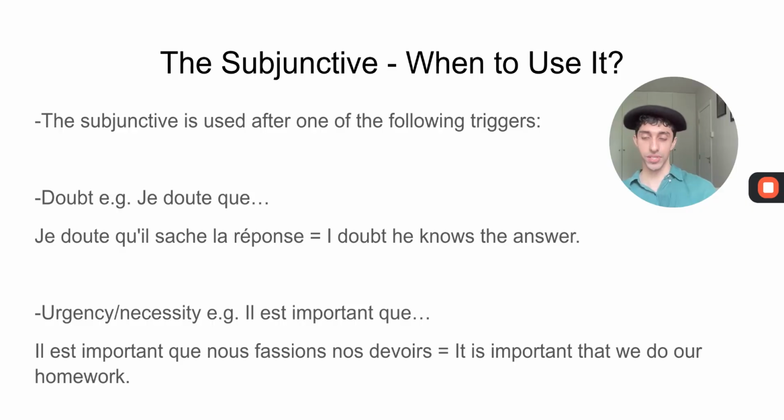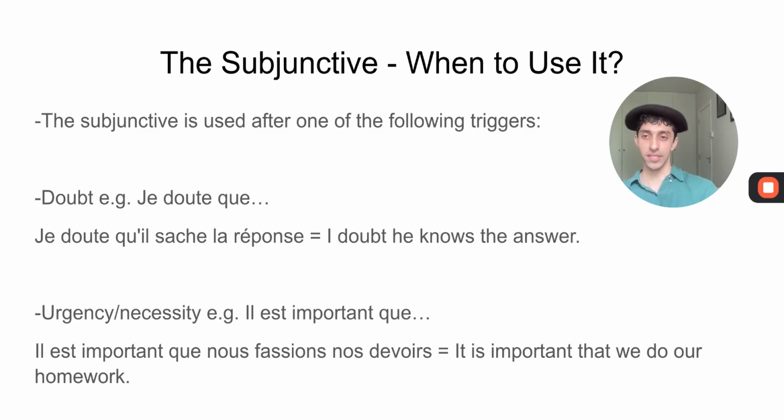If you're expressing urgency or necessity, then likewise the subjunctive should follow afterwards. For example, if you're saying il est important que, it's important that, the verb afterwards should be in the subjunctive. Technically, if it's in the indicative mood, then that's a mistake. So it should be il est important que nous fassions nos devoirs. Fassions is the present subjunctive from faire. You can't say il est important que nous faisons nos devoirs. That's technically a mistake in French. And that translates as it is important that we do our homework.